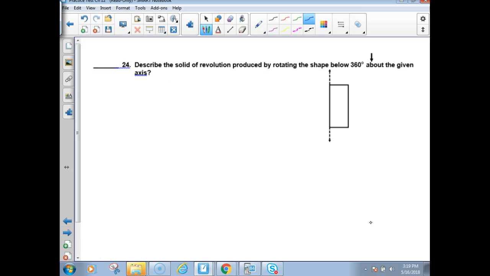24. Now, spin the piece of paper, or whatever it is, a rectangle. Spin it around and around and around, and what will you get? A cylinder. That's what, I just sketched it. All right, so you describe it as a cylinder, and it doesn't ask us for the volume, but we could do it. Oh, well, I don't have any numbers, though, so I won't.